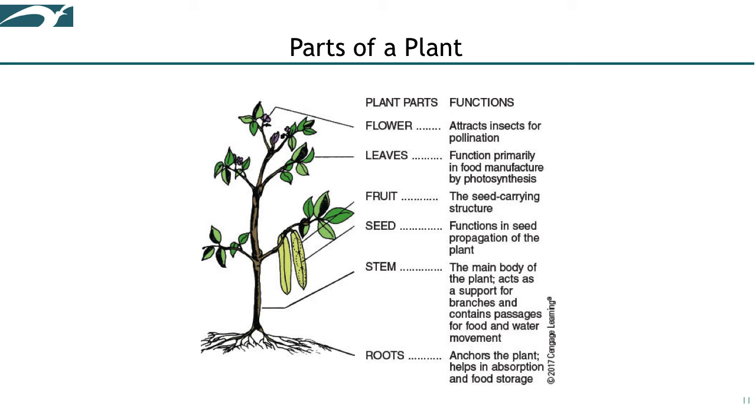The stem is the main body of the plant, and it acts as a support system for the branches. It contains passages for the food and water to move up and down. The root system anchors the plant and helps in the absorption of food and the storage of the plant.